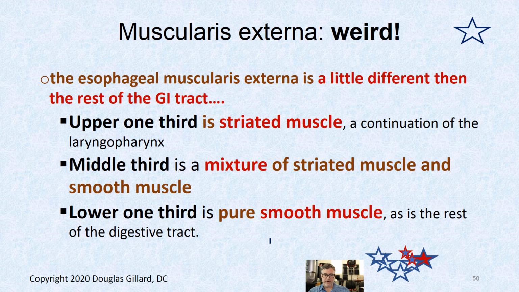It's also weird because histologically it's a weird zone. You've probably guaranteed Dr. Doe has asked you this question. The muscularis externa, the upper third of it is actually not made of smooth muscle. It's made of striated muscle. You still have the same layers, but it's not smooth muscle. The middle third is a mixture of striated and smooth muscle. The lower third is pure smooth muscle.